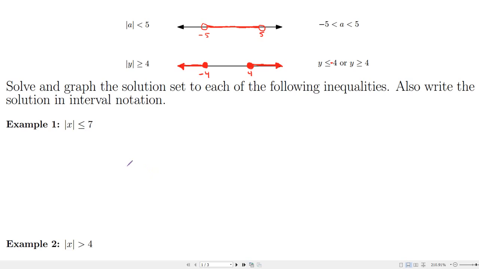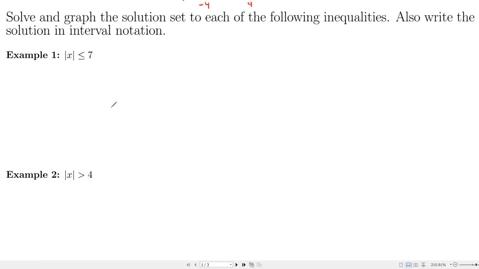Okay, so here are some examples. We want to solve and graph the solution set to each of the following inequalities and also write the solution in interval notation. So if we have the absolute value of x is less than or equal to 7, certainly x being less than or equal to 7, some of those x values are going to satisfy this, but you don't want to go too far. So when it's less than, you're going to bound it by the plus and the minus.